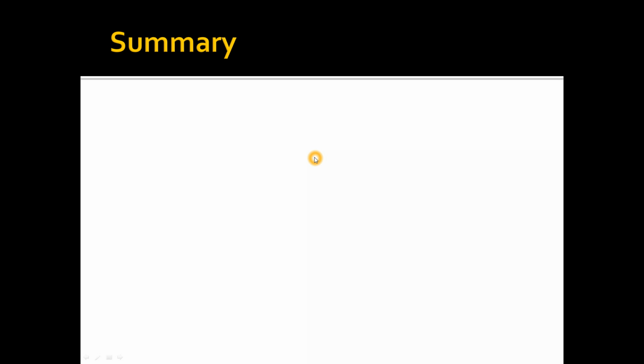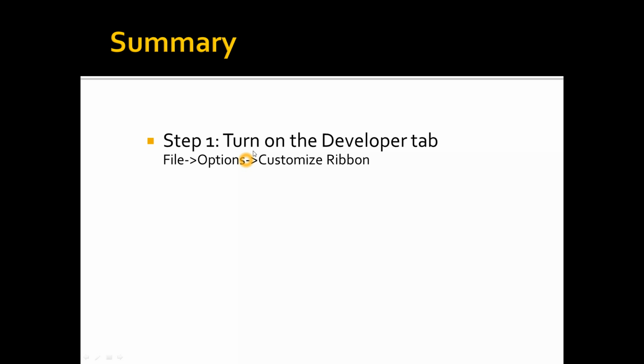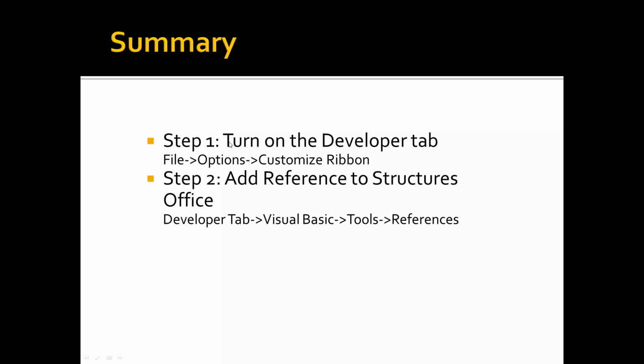So, to summarize, the first step is to get that Developer tab turned on. That's done by going to the File menu item, pick Options, and then customize the ribbon, and put a check mark on that Developer option. The next step, you need to add a reference to Structures Office in Visual Basic so that Visual Basic understands the various object types and their methods and arguments to methods. That's done by going to the Developer tab, clicking the Visual Basic button over on the left, and then click Tools and References and pick that Structures Office type library from the list.